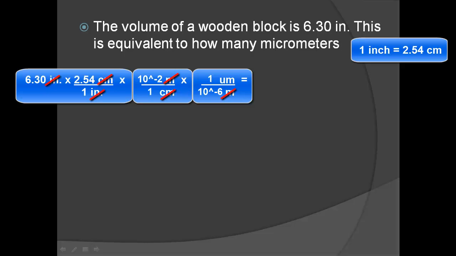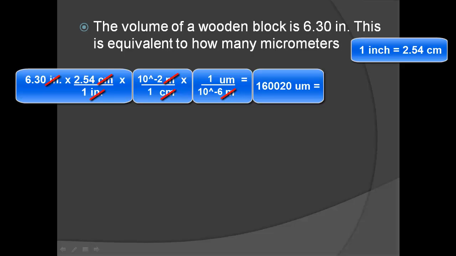else has canceled out. So what you would do is you would take your calculator and do 6.3 times 2.54 times 10 to the negative 2 divided by 10 to the negative 6. You should get 160020 micrometers, basically 160,000 micrometers.